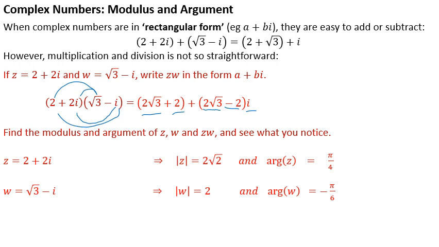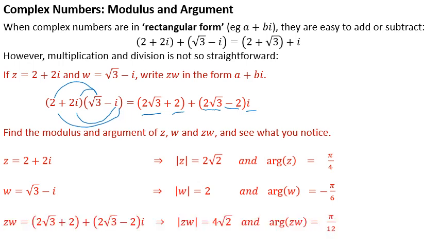For the next one, root 3 minus i. This one has a modulus of 2. We can square the components, add them, and square root. And the argument is minus pi by 6. This one's in the fourth quadrant, so we know we're going to need an acute negative argument. And now this is what happens when we multiply the two together. We find a modulus of 4 root 2 and an argument of pi by 12.